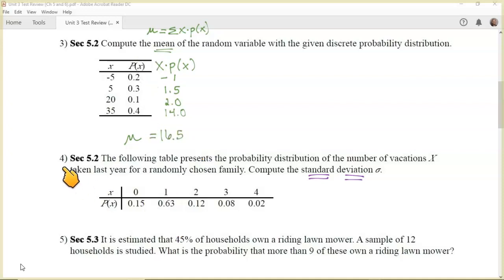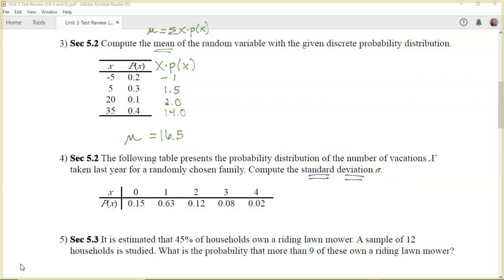For number 4, it's more or less similar, but we will be able to talk about meaning because this particular distribution represents the number of vacations. This time we want to use this distribution to calculate the standard deviation. The following table presents the probability distribution of the number of vacations, x. Each of these values is the number of vacations taken last year for a randomly chosen family. Compute the standard deviation, sigma.